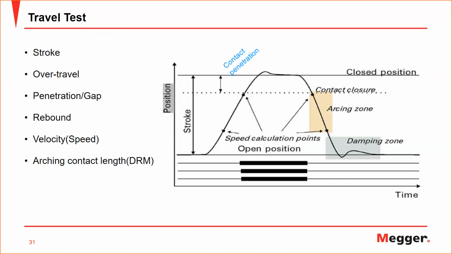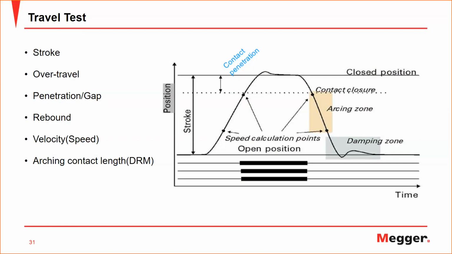This graph shows you an example of a motion test, how the different parameters will look. So starting from the open position, the value will become low, and then will go high, and the full length from the closed position to the open position, we call it stroke. The value when you have an additional travel from the final position, we call it over travel, for example.